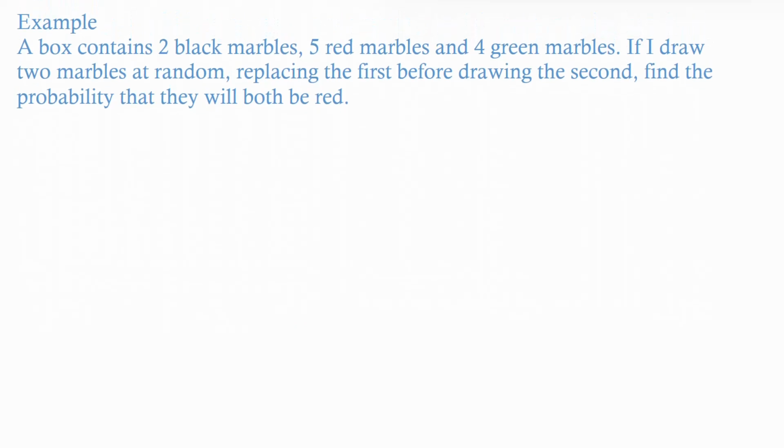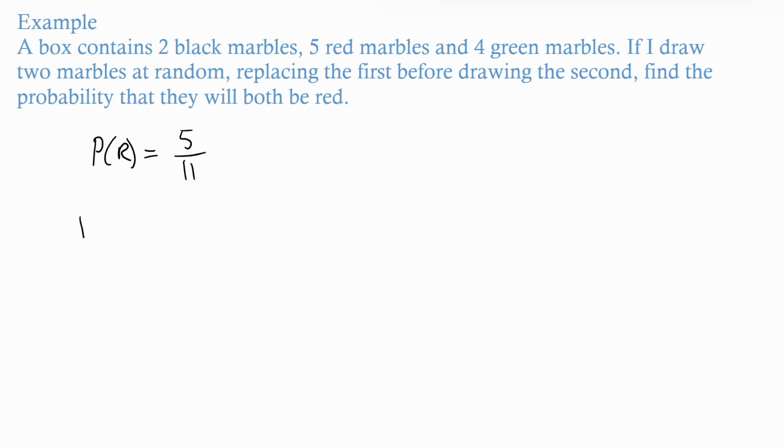Here's an example. We have a box that contains 2 black marbles, 5 red marbles, and 4 green marbles. If I draw 2 marbles at random, replacing the first before drawing the second, find the probability that they will both be red. Let's find the probability of it being red to start with. That's going to be 5 over 11. And then we're saying that this is happening twice.